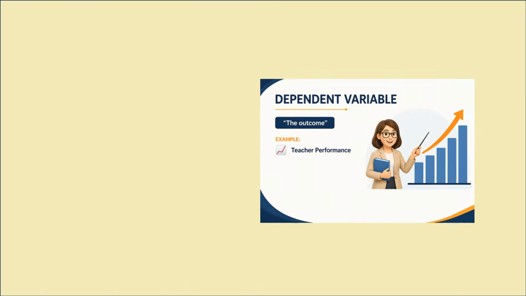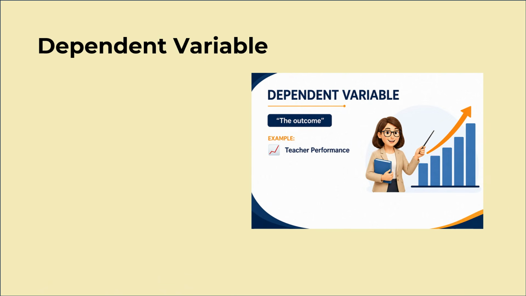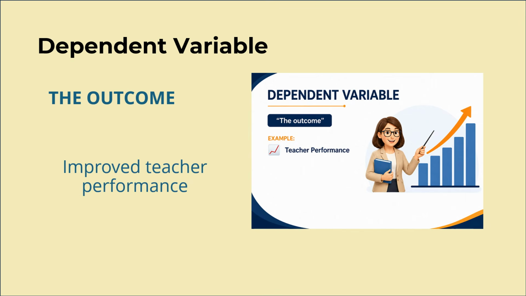Next is the dependent variable. This is the outcome or result. It is affected by the independent variable. In our example, if instructional leadership is the influencing factor, teacher performance becomes the outcome.